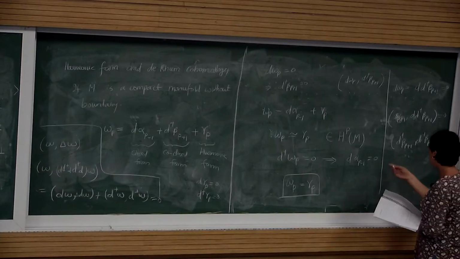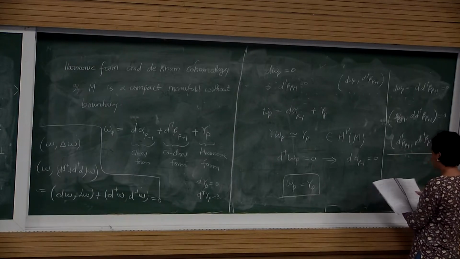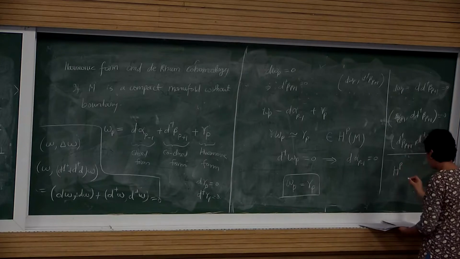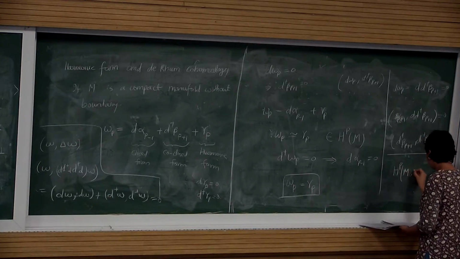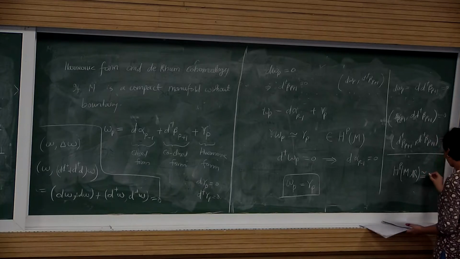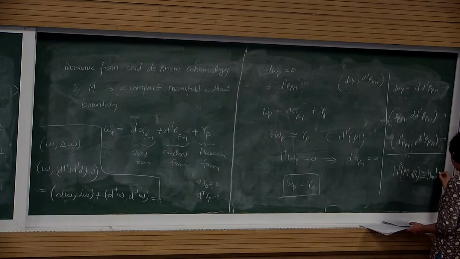So we have an isomorphism: H^p of M, R is isomorphic to the set of harmonic p forms on the same manifold, R.